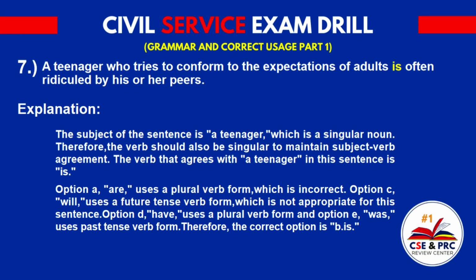Explanation. The subject of the sentence is a teenager, which is a singular noun. Therefore, the verb should also be singular to maintain subject-verb agreement. The verb that agrees with a teenager in this sentence is. Option A, are, uses a plural verb form, which is incorrect. Option C, will, uses a future tense verb form, which is not appropriate for this sentence. Option D, have, uses a plural verb form, and option E, was, uses past tense verb form. Therefore, the correct option is B. Is.